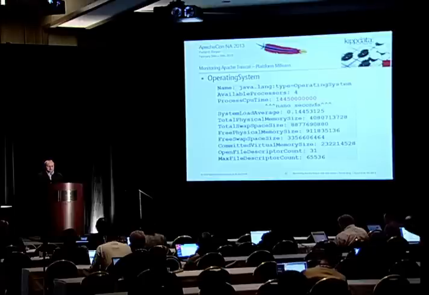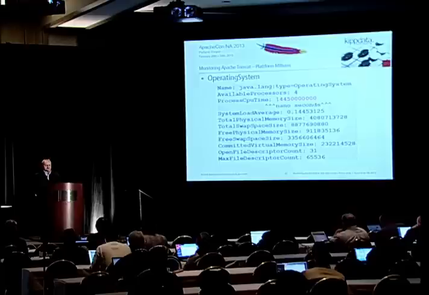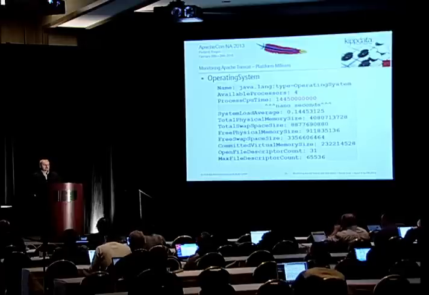This MBean provides also system load average. It provides lots of numbers about the process and the system memory, but not fine-grained in the Java world. It's more the look from the outside, from the operating system level. And it provides access to numbers of open file descriptors and maximum open file descriptors.